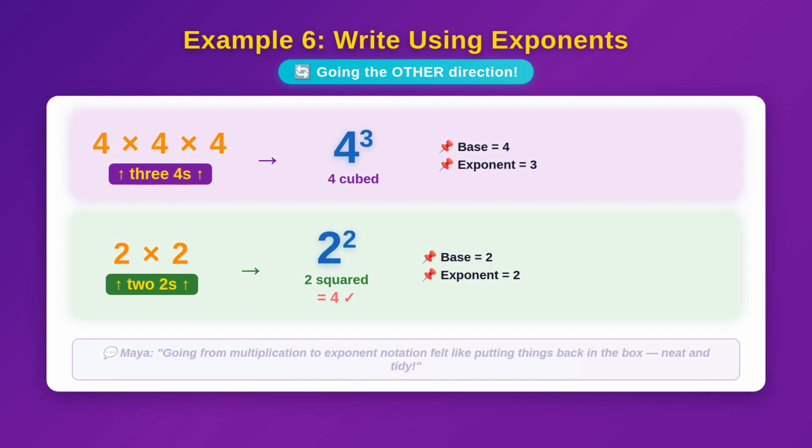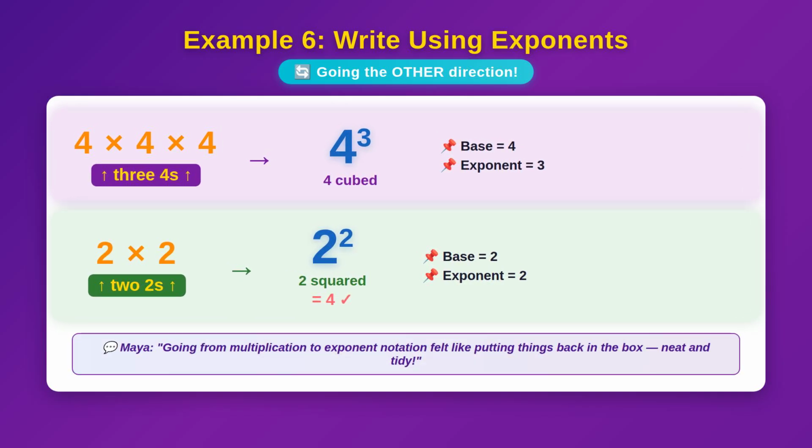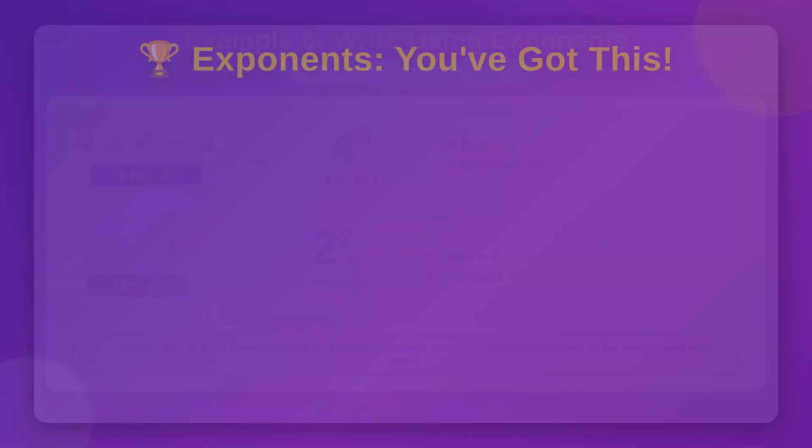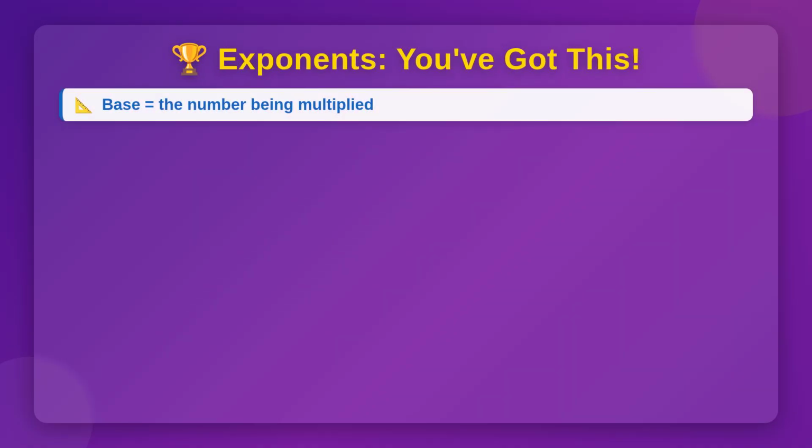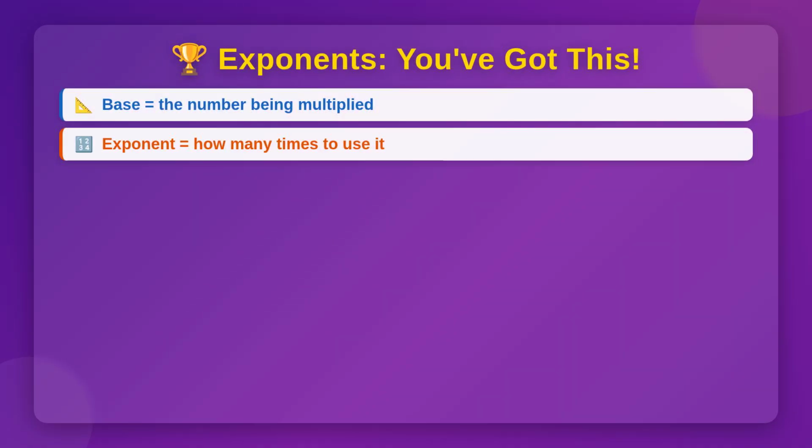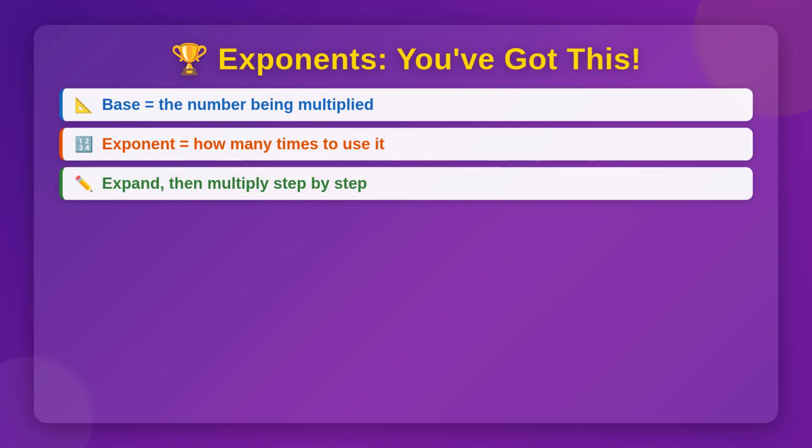Now try 2 times 2. Count the 2s. There are 2 of them. Base is 2, exponent is 2. That's 2 squared. And 2 times 2 equals 4. See how it works both ways? Maya said going from multiplication to exponent notation felt like putting things back in the box, neat and tidy.